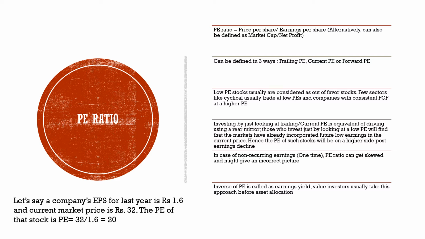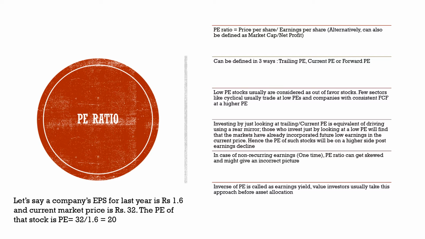Depending upon what you are taking in the denominator, which is EPS, you can categorize this ratio in three different ways. The first one would be trailing PE, the second one would be the current price to earnings ratio, and the third one would be the forward PE.